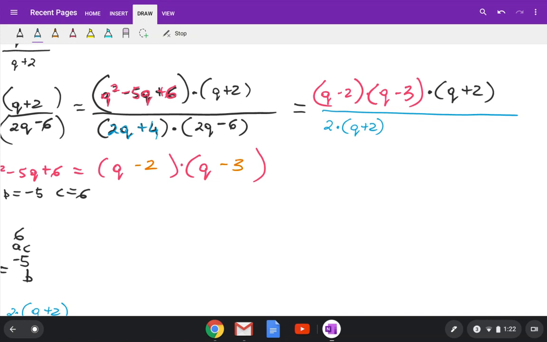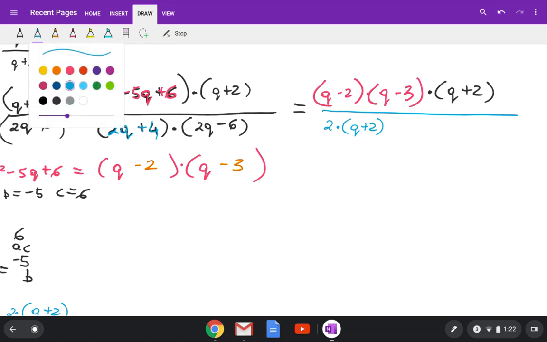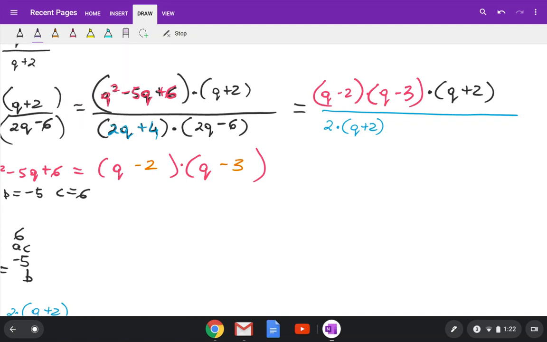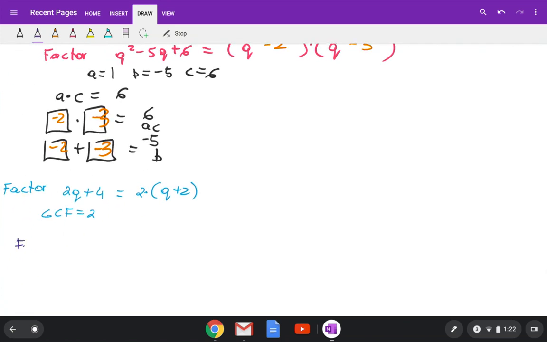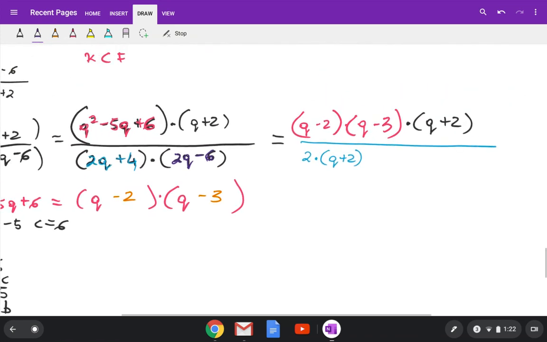And last thing I'm going to do, I will factor 2q minus 6. So factor 2q minus 6. So find the GCF, which is also 2, and factor 2 out. So 2q divided by 2 will give you q. Negative 6 divided by 2 will give you negative 3. So we end up with 2 times q minus 3.